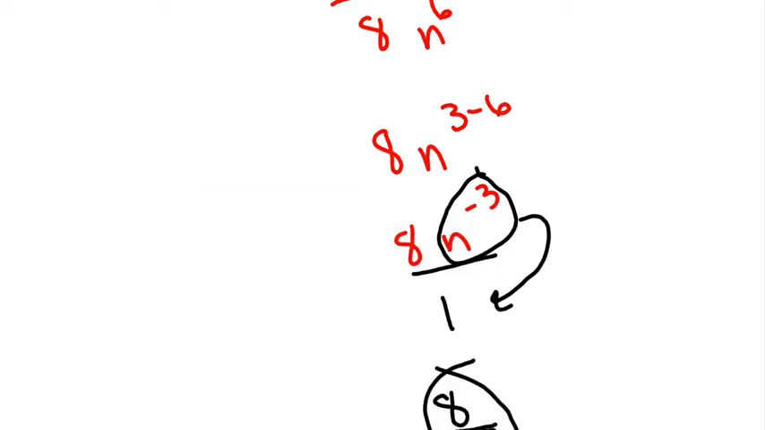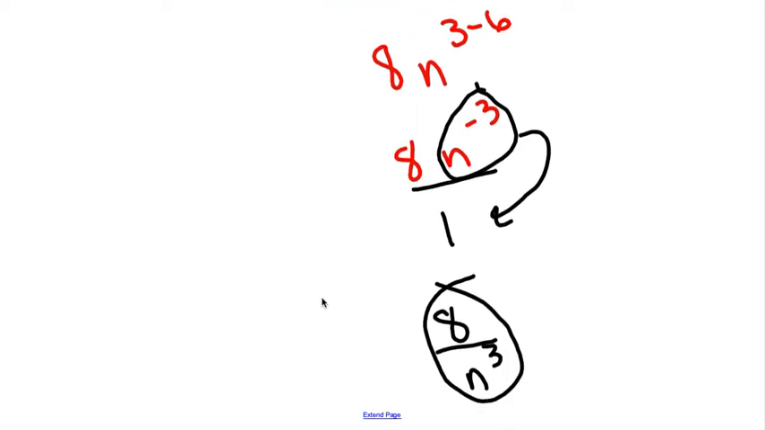Let's get rid of this here. 3 minus 6 is a negative 3, which again, that's a problem. We can't have negative exponents, so make it a fraction over 1. Identify the problem and move it. So here's your final answer. Once we move that down, 8 is left on the numerator, and then n to the third power is on the denominator. Next.